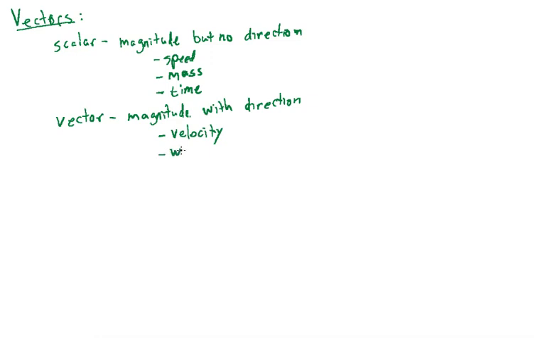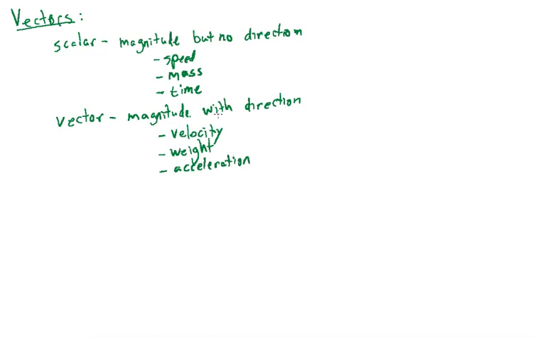Weight is another example of a vector. It actually has a direction. It's a force. It is pointed downward. Your weight pulls you down to the ground. Another one we would learn is acceleration. Acceleration has a direction. You can be accelerating north, south, east, west, up, down. There's a direction for these things.